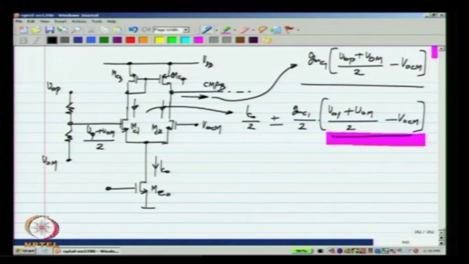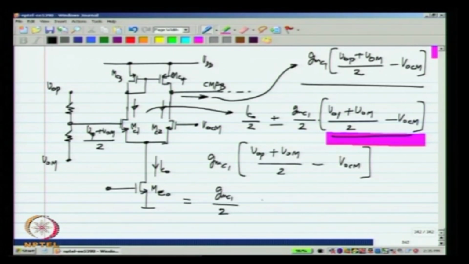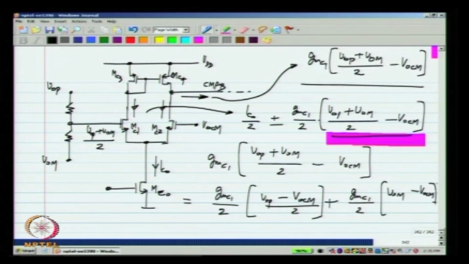First of all, we see that here we have GMC1 times ((VOP plus VOM) by 2 minus VOCM), and this can be rewritten as GMC1 by 2 (VOP minus VOCM) plus GMC1 by 2 (VOM minus VOCM). Okay, the divided by 2 is not here. It is GMC1 by 2 (VOP minus VOCM) plus GMC1 by 2 (VOM minus VOCM). Okay.